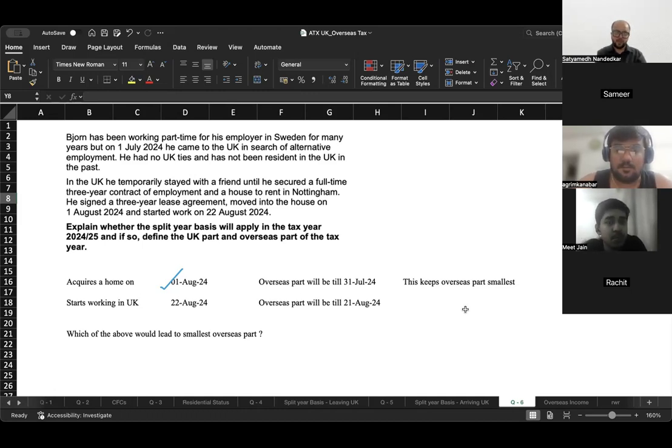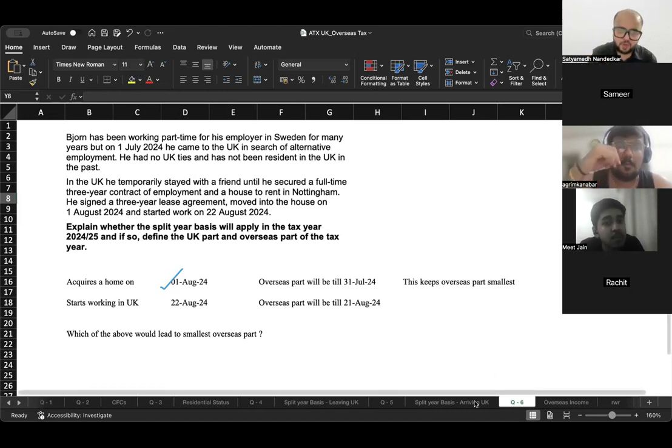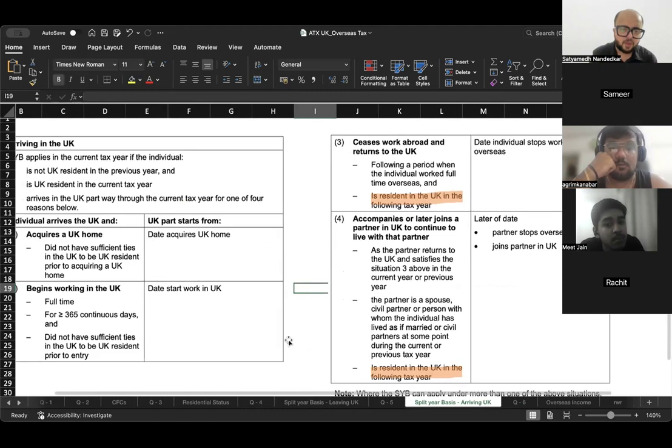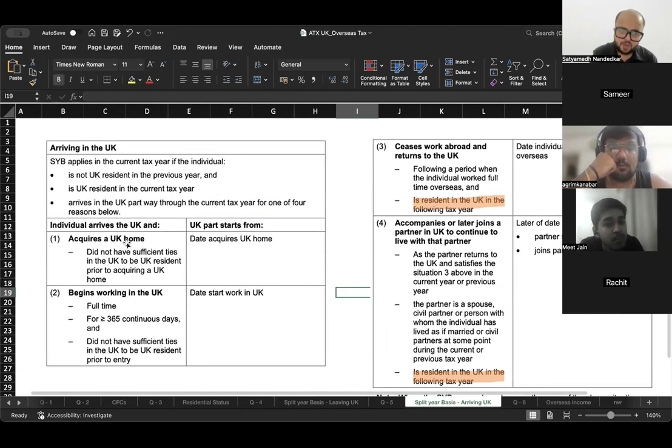Whenever you are doing the split year basis, अगर दो conditions apply हो रहे हैं, ठीक है. If you talk about people arriving in the UK, person acquires a UK home, then date when he acquires the UK home, वहां से UK part will start. Person arrives in the UK, begins working in the UK, the date he starts work in the UK, that from that date the UK part starts.